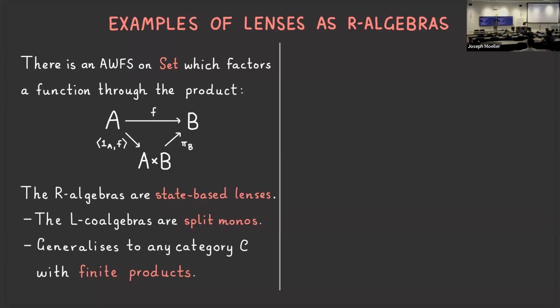The L co-algebras, or the left class of this factorisation system, are exactly the split monomorphisms. And the good thing about this example is it generalises to any category with finite products. People are always looking to generalise lenses to other contexts, and for this example, we know we can do it for any category, at least with finite products. We could also do it in other slightly general settings.